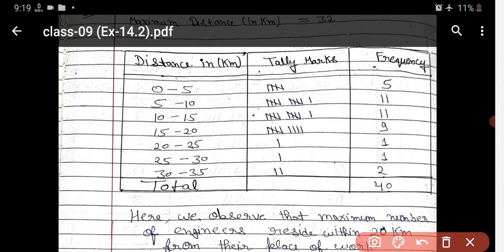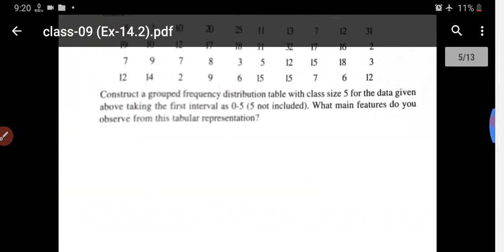Now I will verify any one of the class intervals. Suppose I am going to verify 15 to 20. How many are there? 9. Just check between 15 and 20 how many are there. I am just doing the verification only, because whatever I am writing is already correct. 15 to 20, just check that 9 values are there.